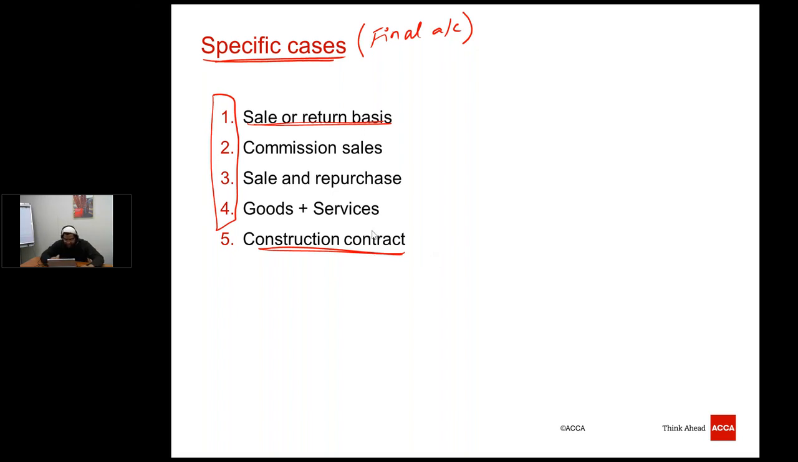Saad, we will see if we can cover or not. Harsh, the construction contract is there in F7. Still it is there in F7, but we will not be discussing that.